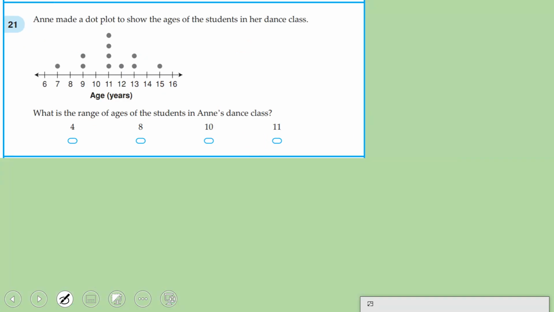Anne made a dot plot to show the ages of students in her dance class. What is the range of ages of the students in Anne's dance class? The range, well, they go from 7 years old to 15 years old. So for me, that's an 8-year difference. That's all I would do for that. 15 take 7 is 8. A bit of a trick question.